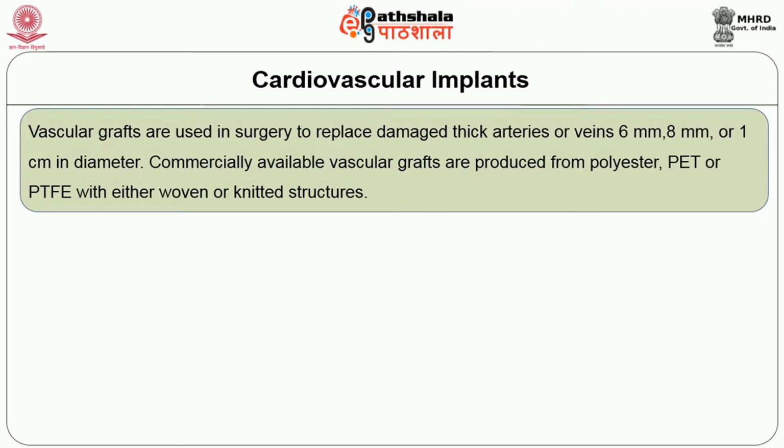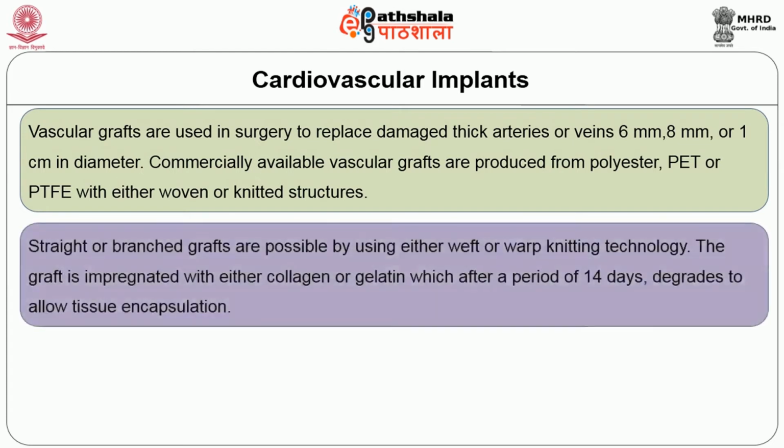Cardiovascular grafts are used in surgery to replace damaged thick arteries or veins, 6 mm to 8 mm or 1 cm in diameter. Commercially available vascular grafts are produced from polyester, PET and PTFE with either woven or knitted structures. Straight or branch grafts are possible by using either weft or warp knitting technology. The grafts are impregnated with either collagen or gelatin, which after a period of 14 days degrade to allow the tissue to encapsulate.